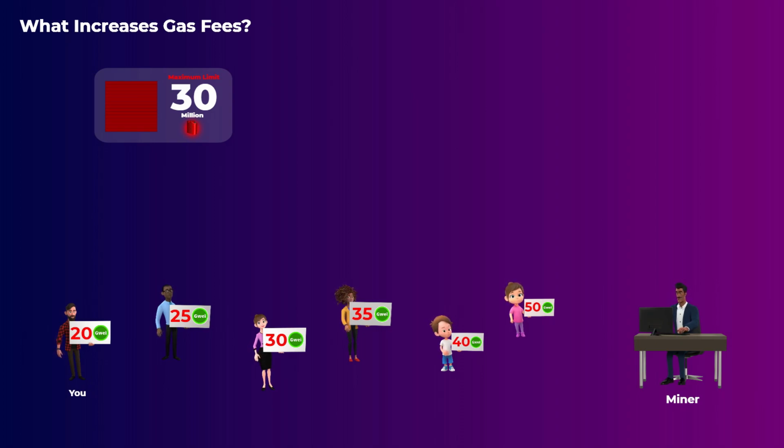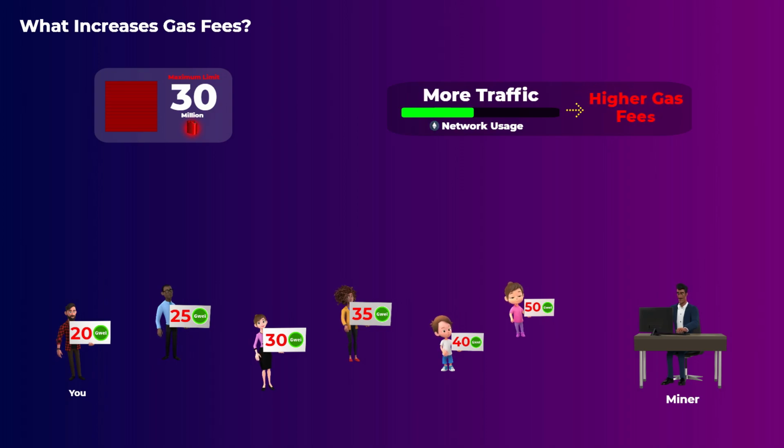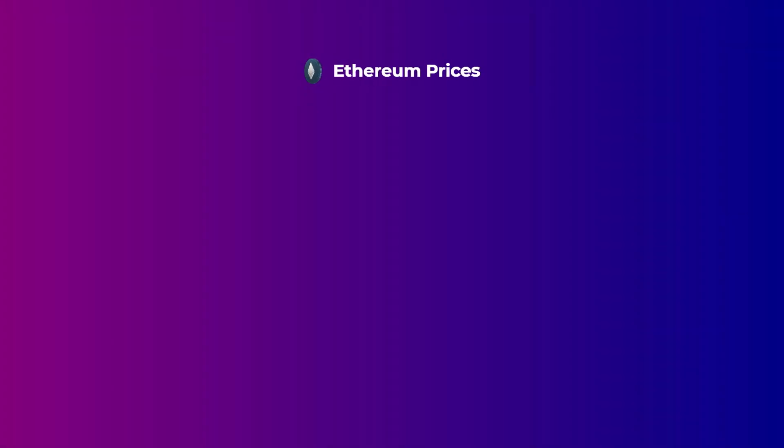So for example, instead of paying 20 Gwei per gas unit, you will need to pay 50 Gwei per gas unit. So, as a general rule, the more traffic or the more people use the Ethereum blockchain, the higher will be the gas fees. Another thing that can raise the gas fees you pay is Ethereum prices.